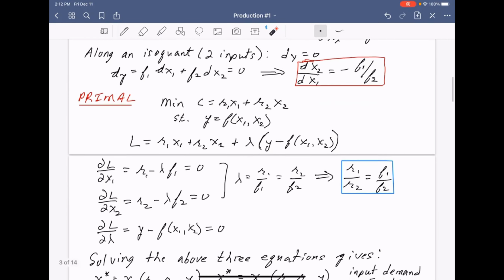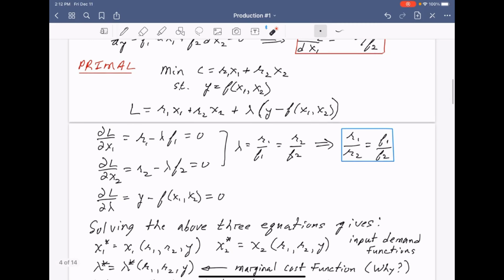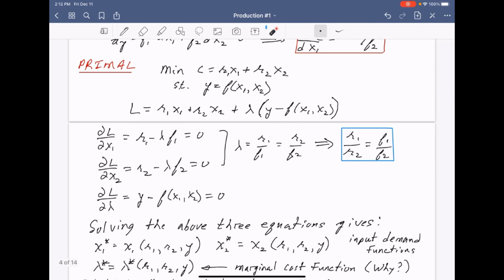We form the Lagrangian, R1x1 plus R2x2 plus lambda times y minus f of x. Find the first order conditions that are given here with respect to x1, x2, and this lambda. And from the first two first order conditions, we get our result that R1 divided by R2, so the ratio of the input prices, is equal to the ratio of the marginal products.